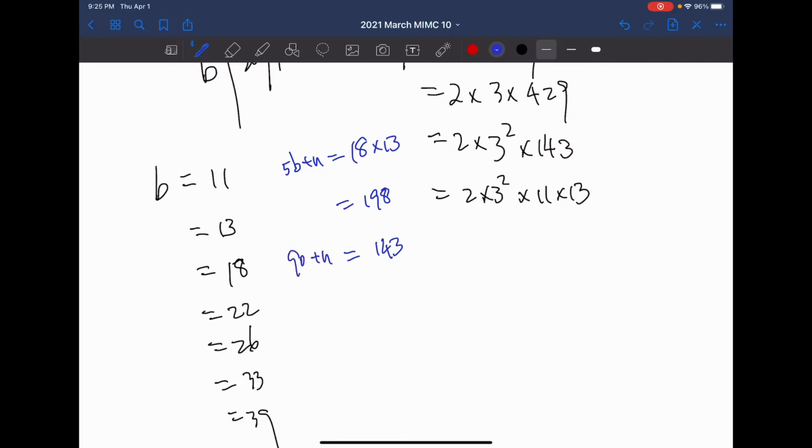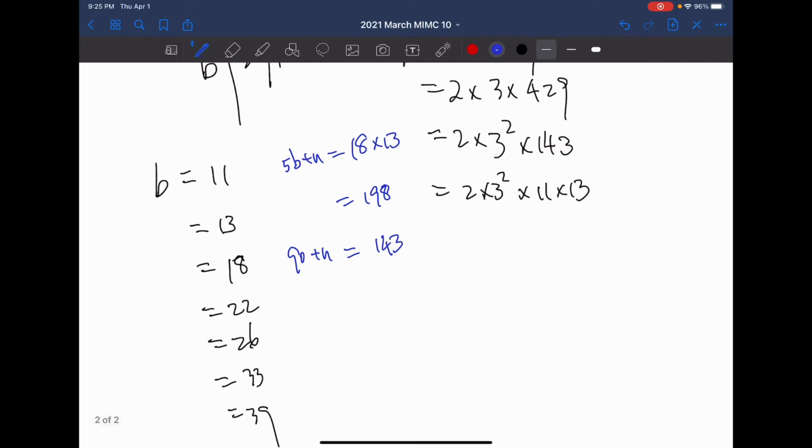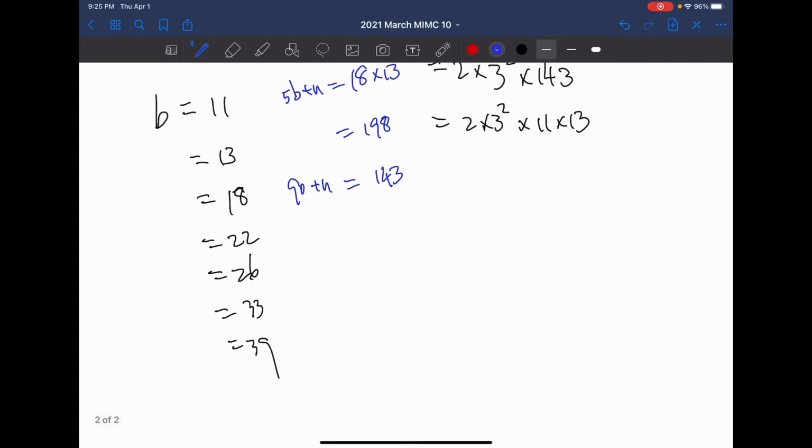be equal to 143 and it's still too large. And if I say that 5b is 110 plus n is equal to that 9 times 13, or that is 117, so we can get n is equal to 7.